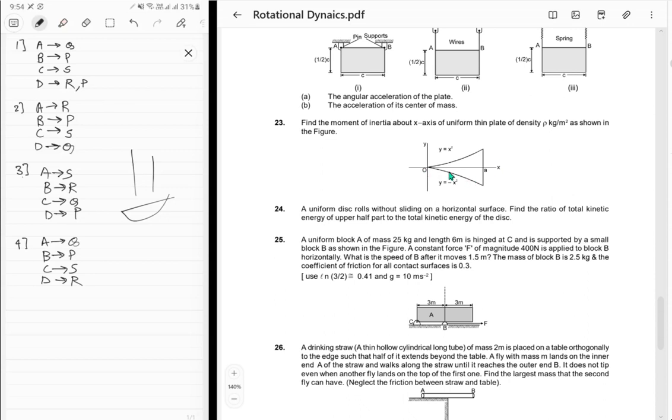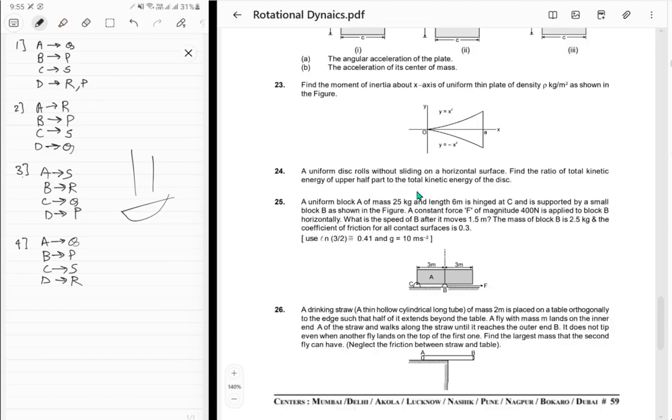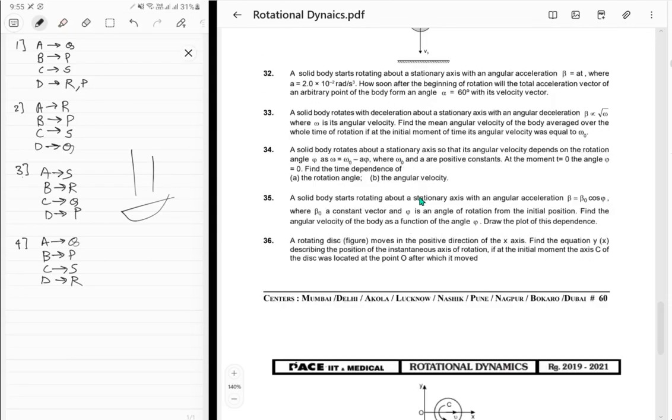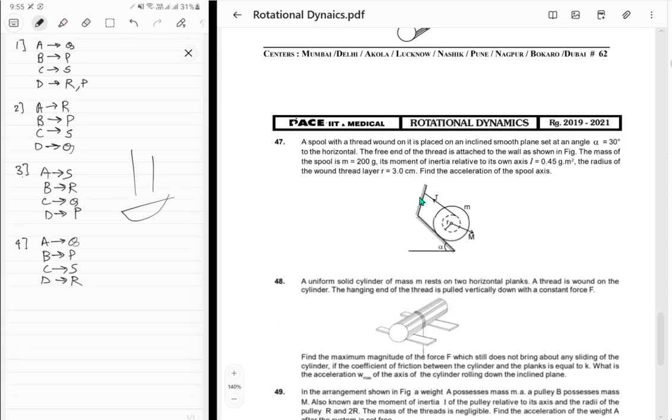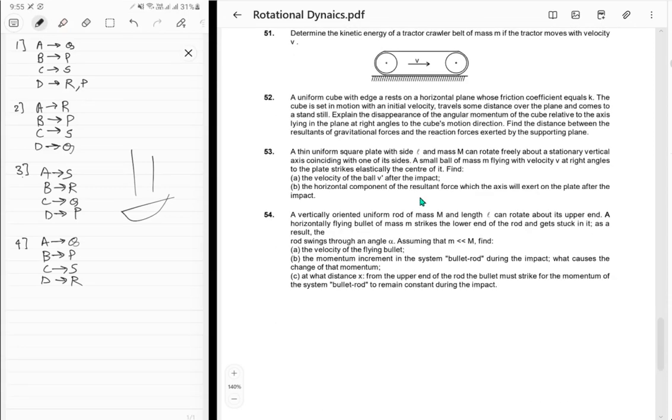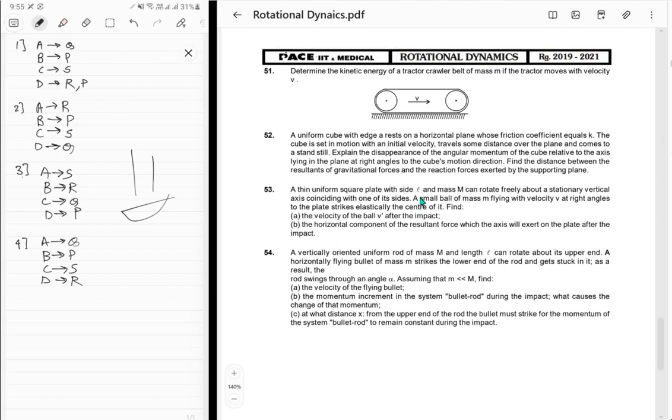You could just break it into two sections, this one section and that one section, and then integrate. For each strip, you can figure out the moment of inertia by ml squared upon 3, and then just integrate. So it looks interesting. I could do this, and it's got a lot of questions as well, so yeah.